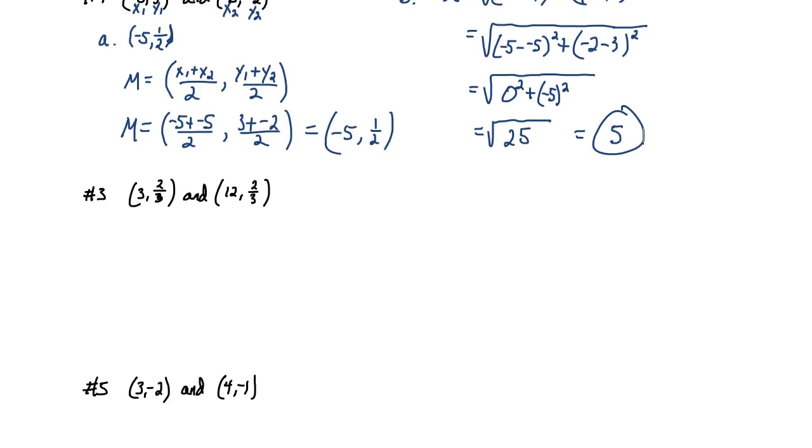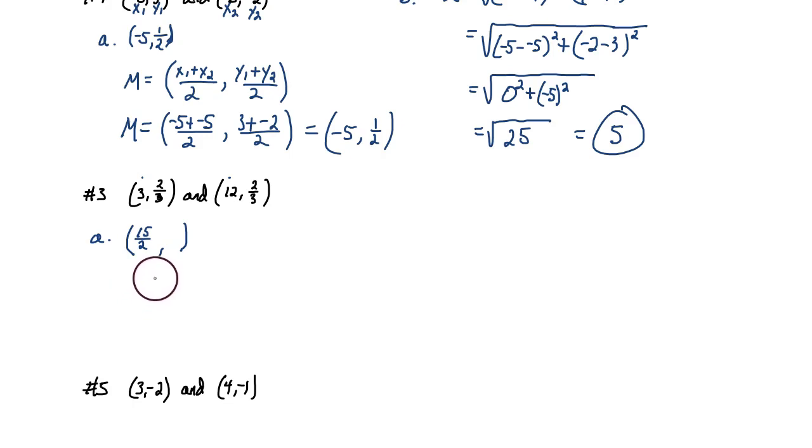Number 3, same directions. In part A, we're going to get the midpoint dot, and in part B, we're going to get the distance, or the length between the dots. To find the midpoint, you average the x and y coordinates because you want to find the x coordinate that's exactly halfway between this x coordinate and this x coordinate. So maybe you can do it in your head. 3 plus 12 makes 15, and 15 divided by 2 is 15/2.